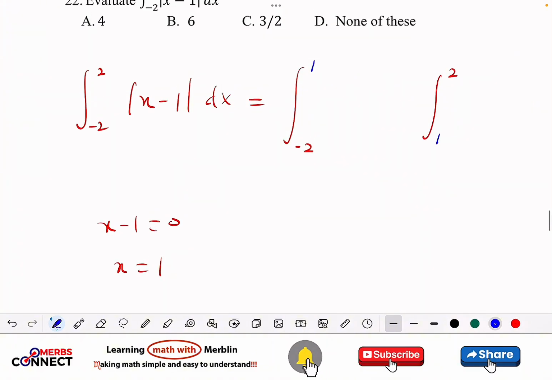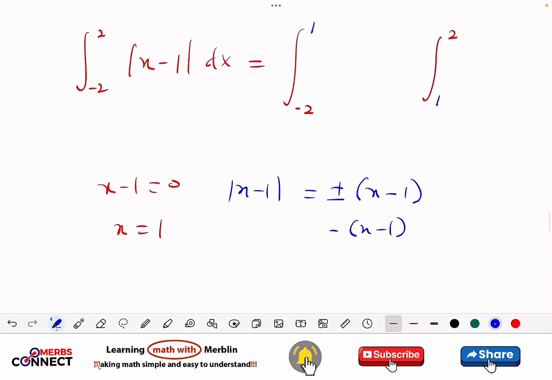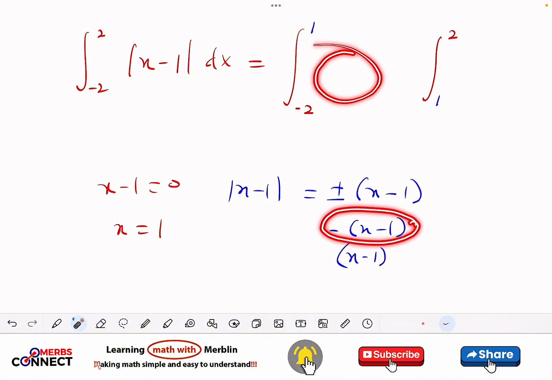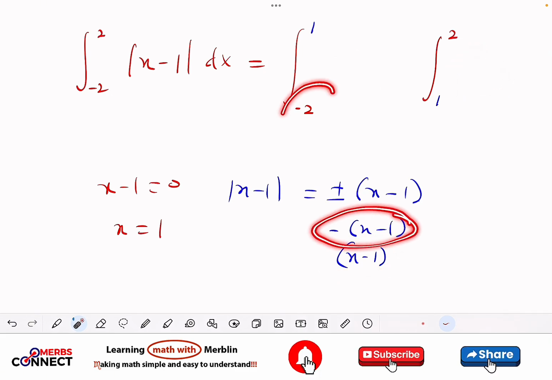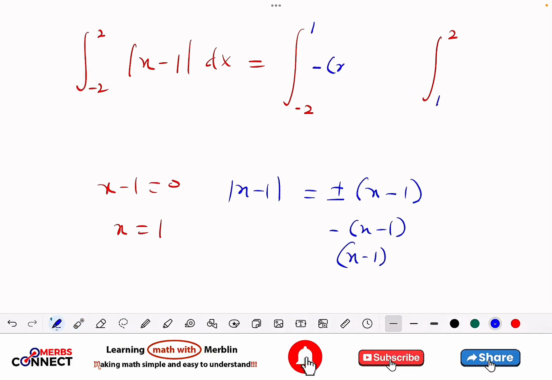Now when I'm done, now this absolute value here, we know that absolute value of x minus 1 is the same as plus or minus x minus 1. Meaning that we have one function which is minus (x minus 1), and we have another function which is x minus 1 as positive. So now always the negative one will pick the first interval, and then the positive one will pick the second interval, right? Because the negative one is within the first interval that we are going to pick with the lower limit. So this is going to be minus (x minus 1) dx, and then the last one will be x minus 1 dx. So this is how you can split the integration to solve.